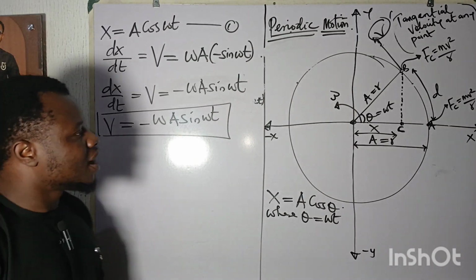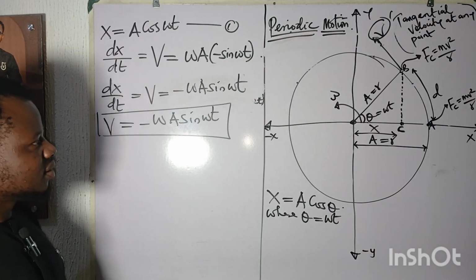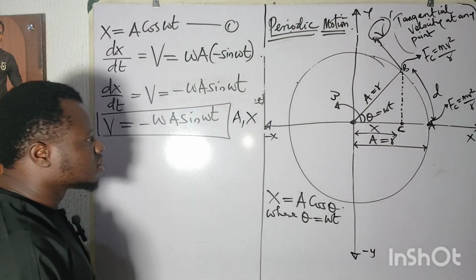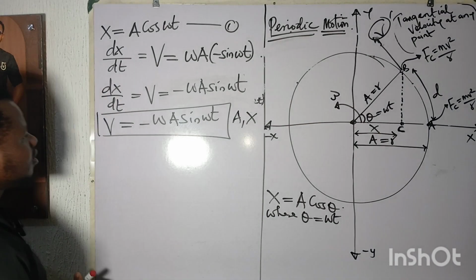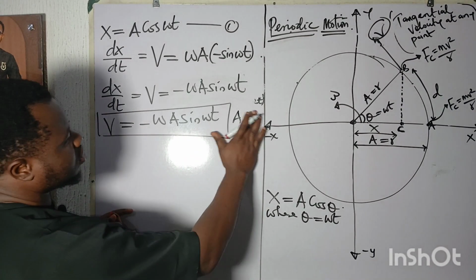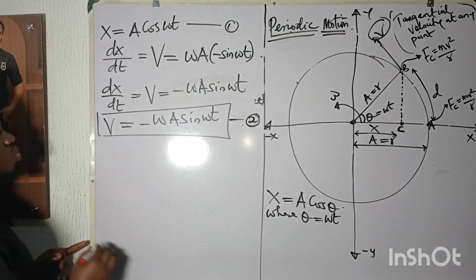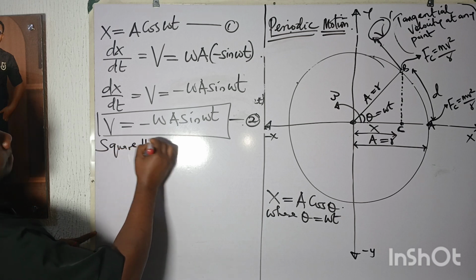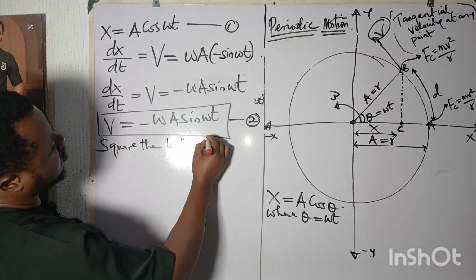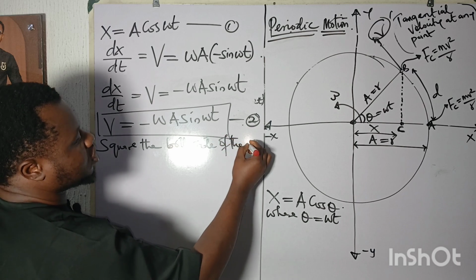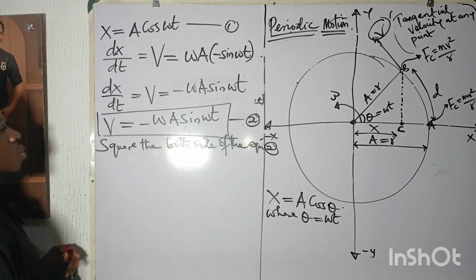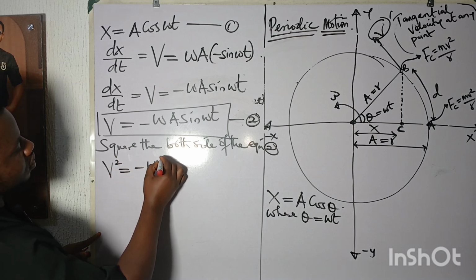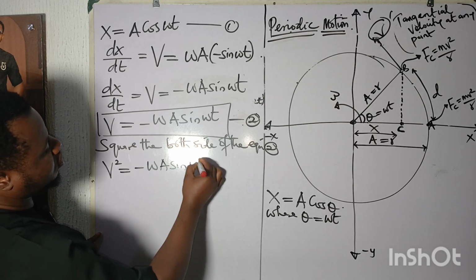Now how can I relate this velocity with amplitude and displacement? From here, I will say square this equation. Let me call this equation 2. Square both sides of equation 2. We are going to have that v squared is equal to minus of Wa sine of Wt, all squared.